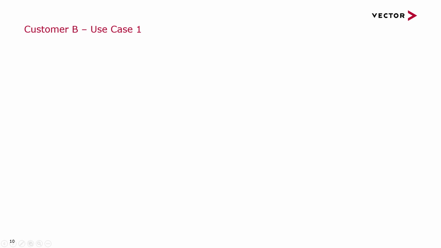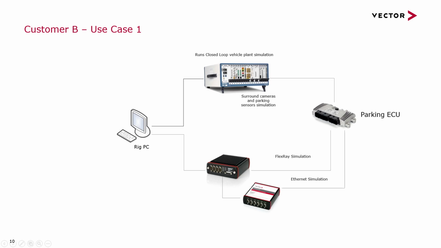Now, moving on to customer B, the second customer, and this is their use case. They are utilizing a National Instruments setup to do the plant simulation, as well as simulating a number of different sensors, and running the MATLAB Simulink models on the NI setup. Whereas they would use the Vector setup, CANoe, to do the FlexRay as well as Ethernet network simulation.